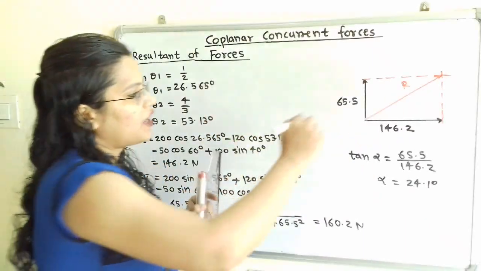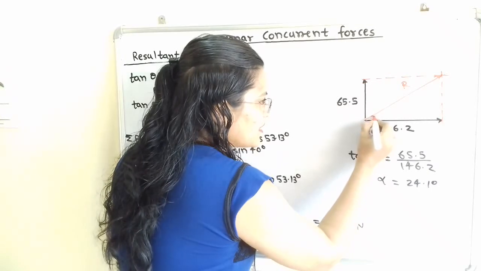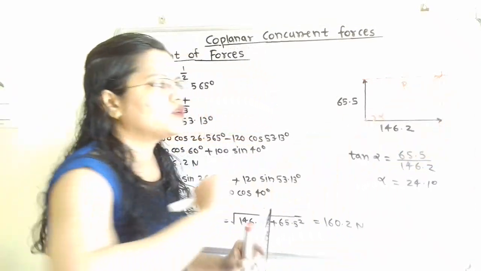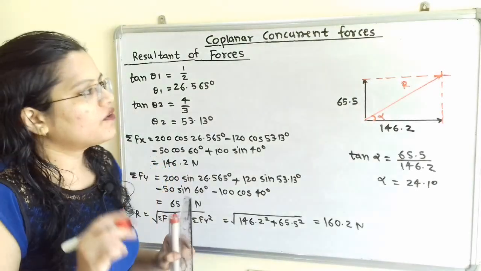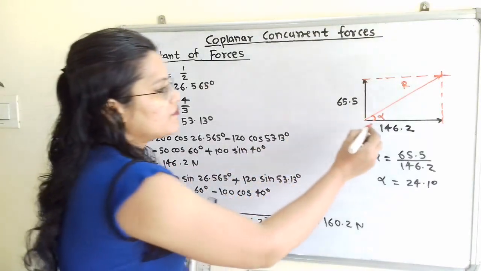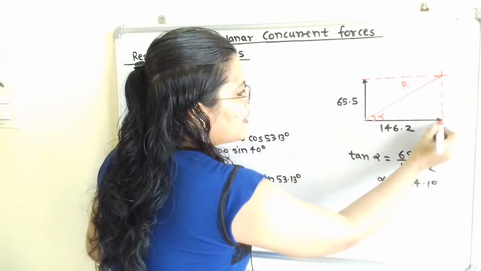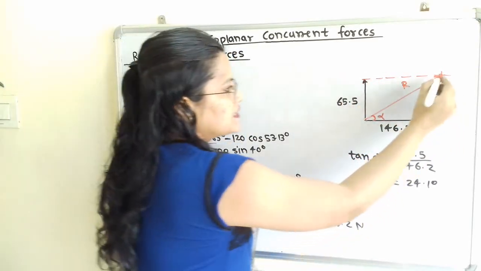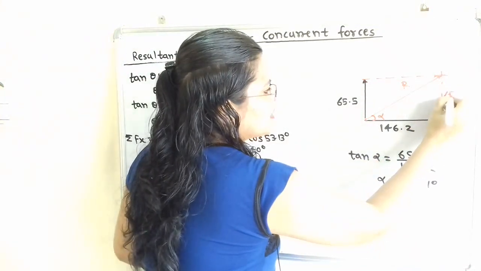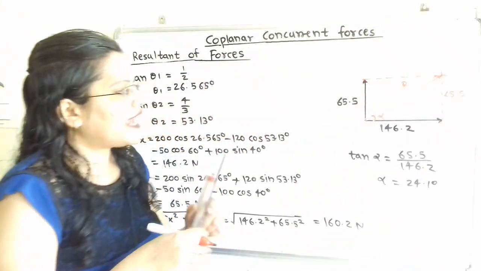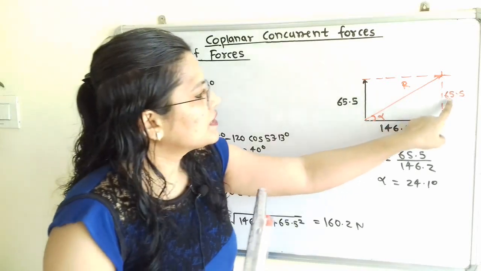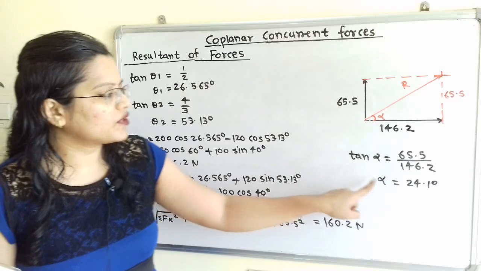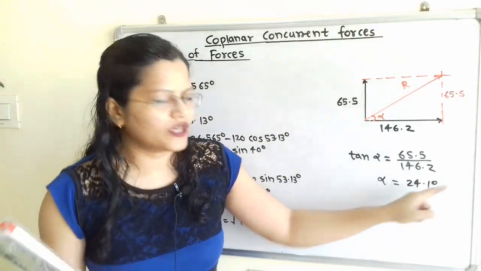Now we have to find the angle. I will consider here the angle alpha made by resultant R with the horizontal component. If we observe, this vertical line is parallel to this and equal in magnitude, so its value is also 65.5. So tan of alpha is equal to 65.5 divided by 146.2, and therefore alpha is equal to 24.1 degrees.